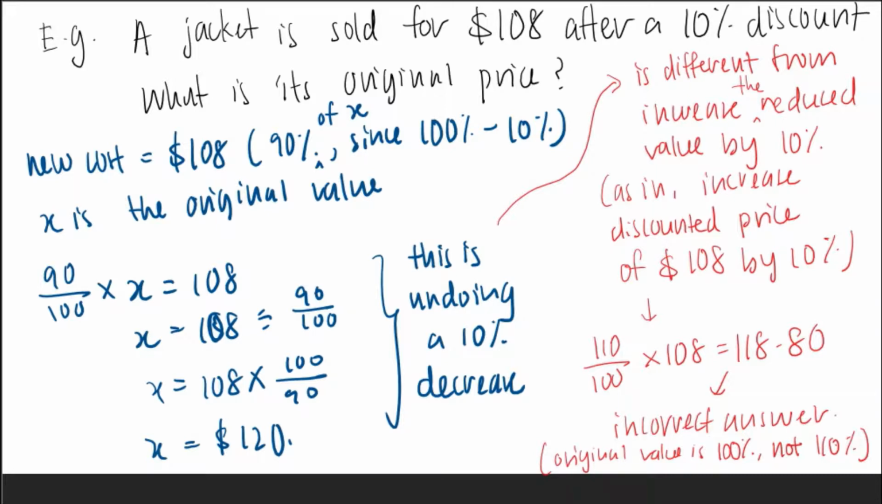As in, you take the 108 as 100% and you increase it by 10%. So the calculation is that 110 over 100 times 108 gives you 118.80. And this is an incorrect answer. The original value has to be 100% and not 110%. And 108 can never be the 100%. It has to be the percentage after the discount.